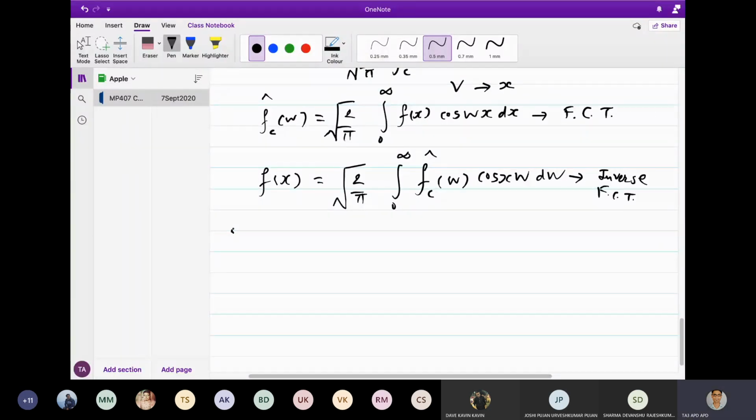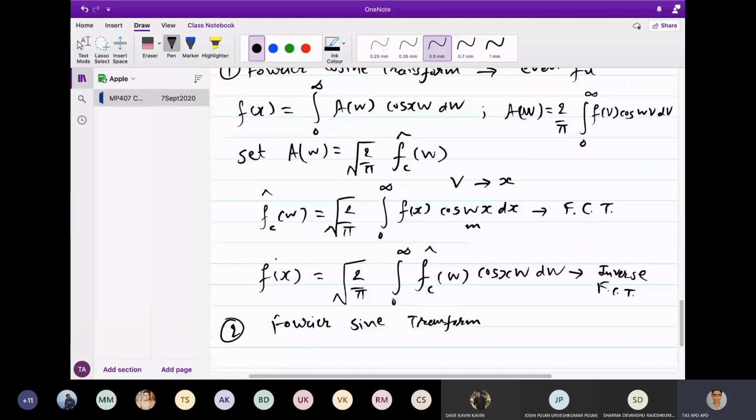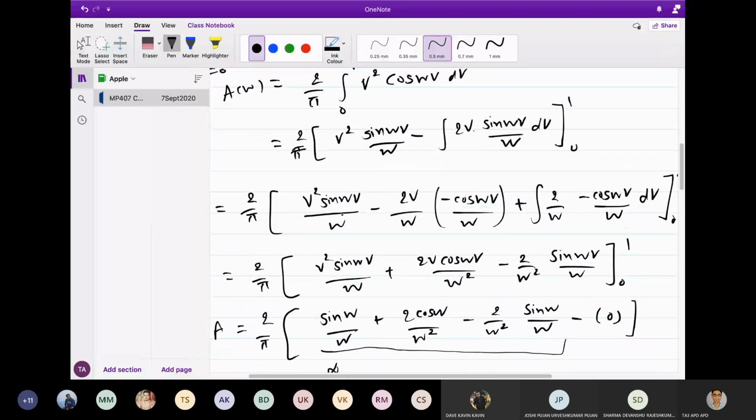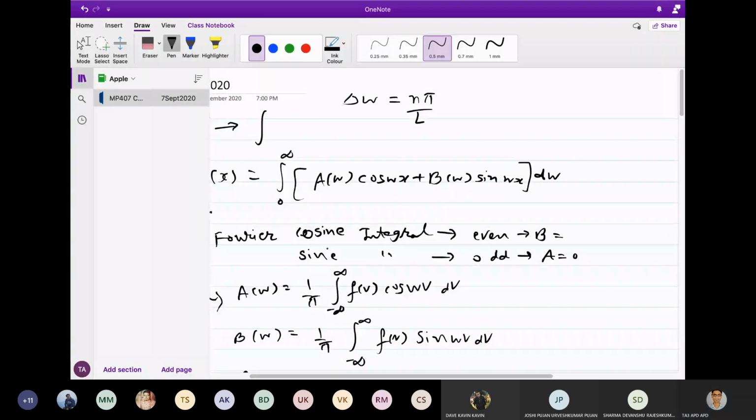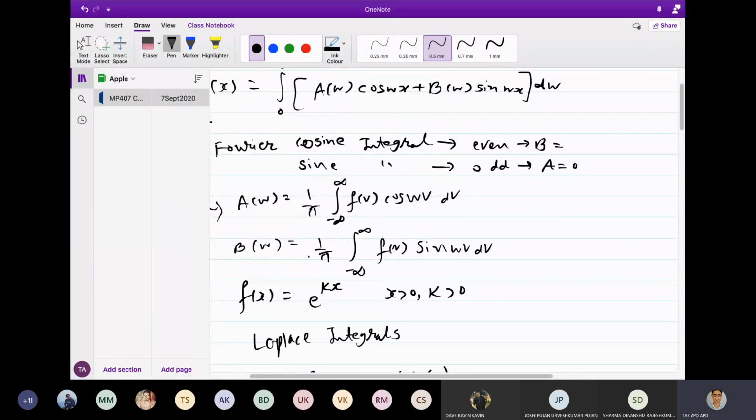Okay, so Fourier sine transform. What do we do? We know the equation for b, this one. So we have this formula. It will be simply 2 over pi, integral 0 to infinity, f(p) sin(wp) dp.